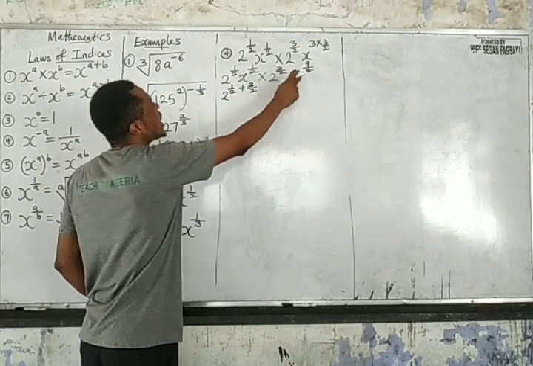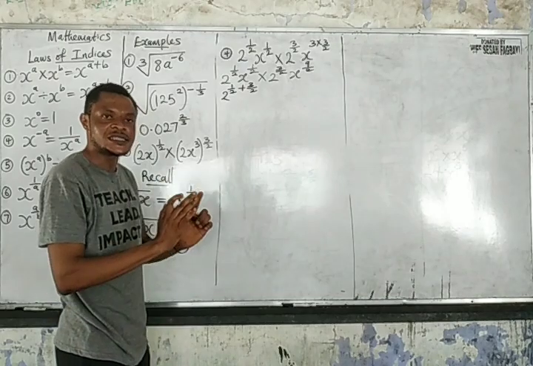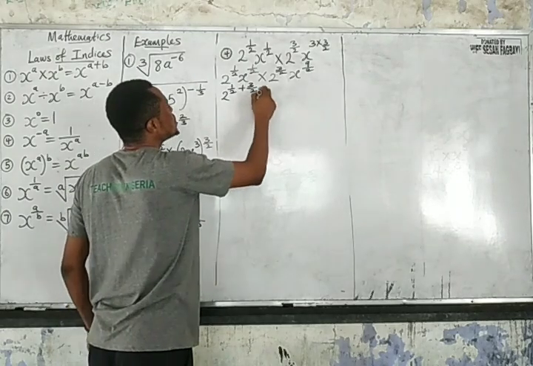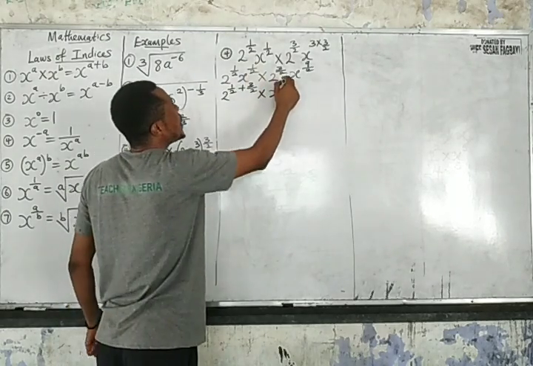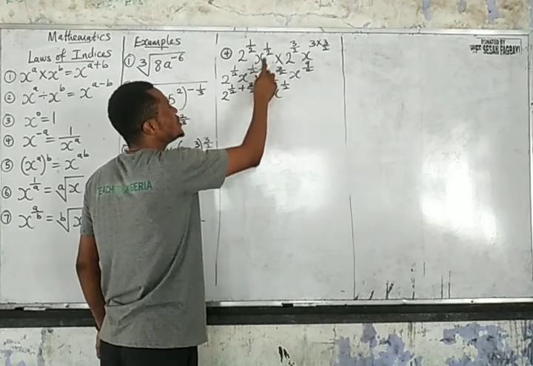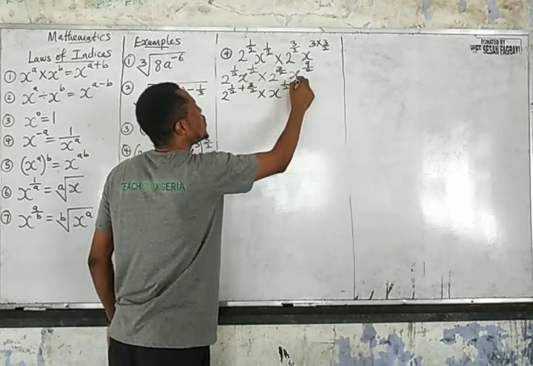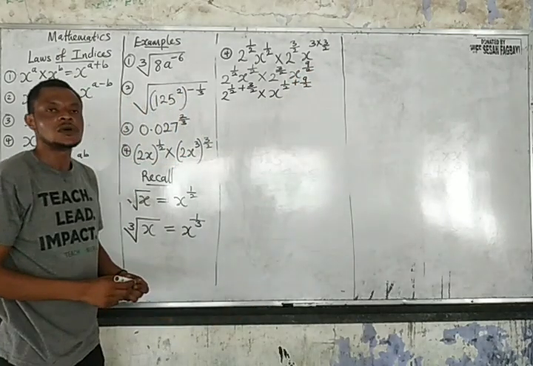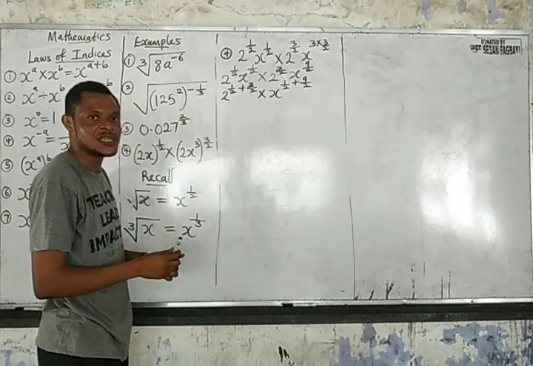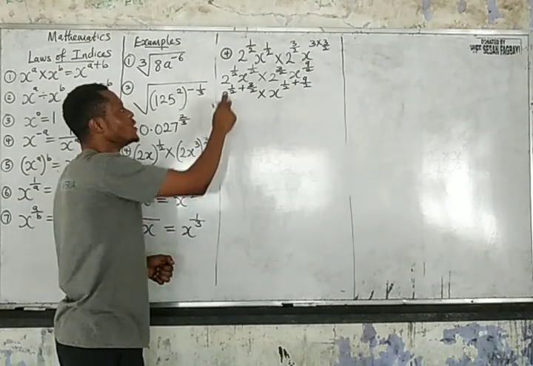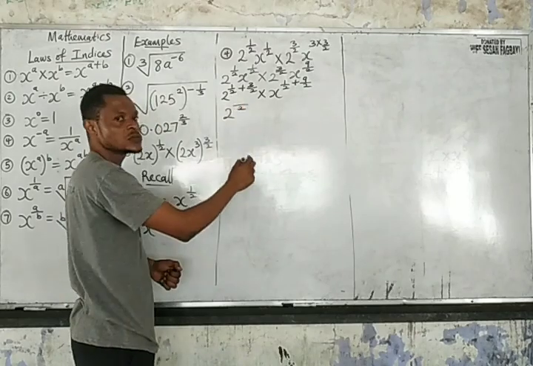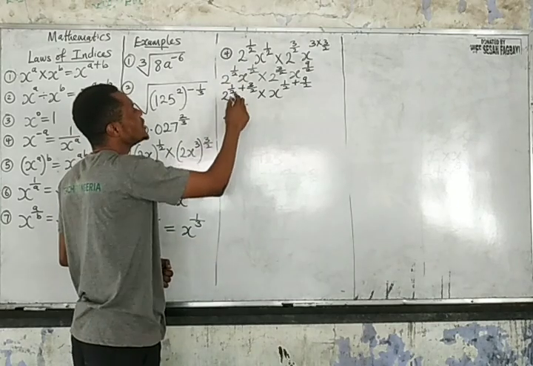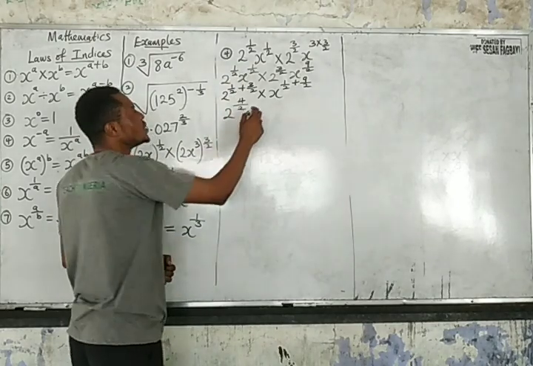Also, we have x and x here, which are the same, so we apply the first law of indices on them. So we have multiplied by x raised to the power of 1 all over 2. This multiplication sign will turn to addition, then we have 9 all over 2. So we do fractional addition here. The base is already 2, and the LCM is 2, so we just add the two numerators together. So 1 and 3 will result to 4.